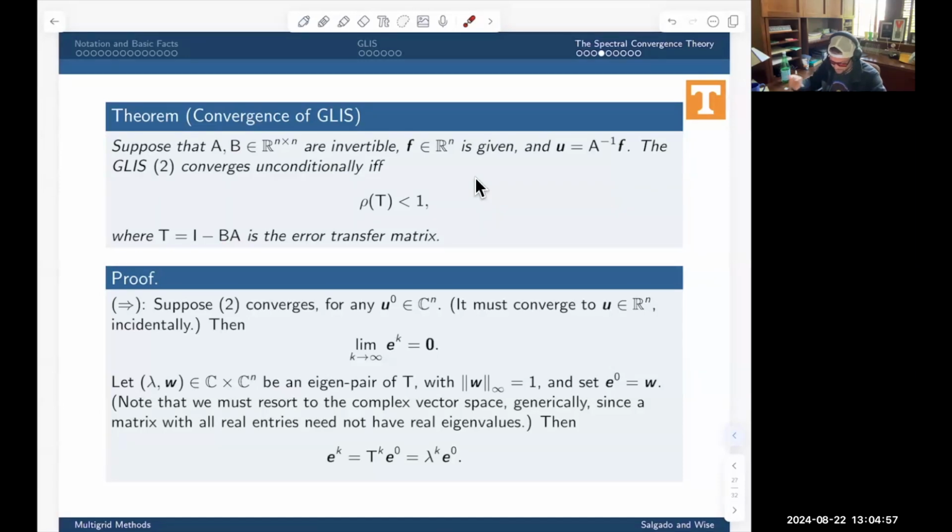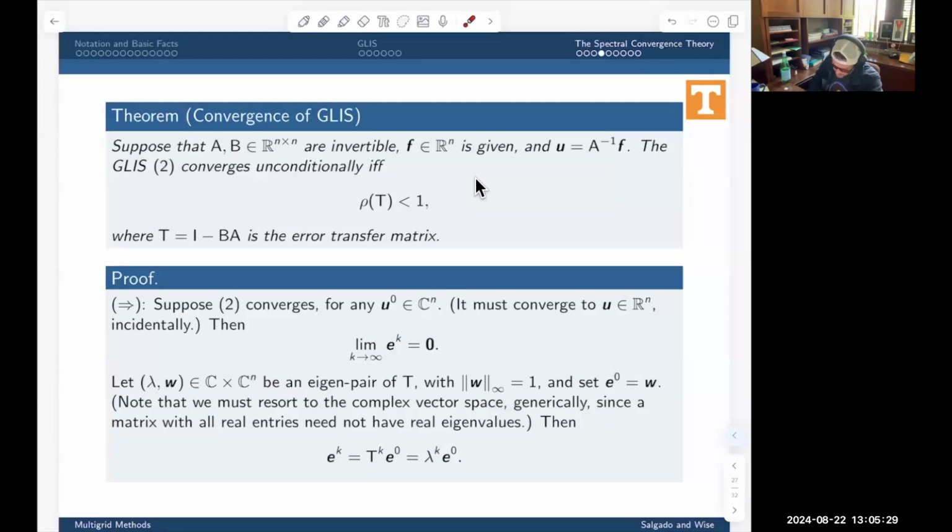All right, so let's prove the forward direction. So what are we assuming in the forward direction? We are going to assume first that the method converges unconditionally, and then try to show that that means that the spectral radius is strictly less than 1. We don't have to add the word modulus there because it's already an absolute value. Okay, so how do we do this?